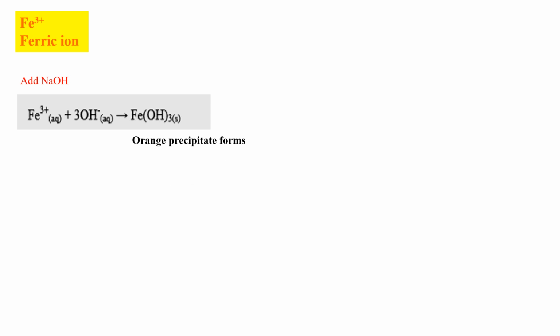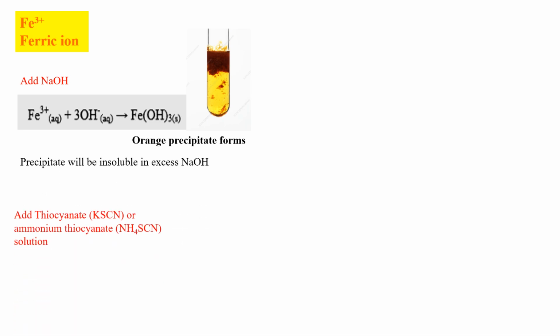You can also test the presence of ferric ion using ammonia solution. Add a little bit of the test reagent to see the formation of the precipitate, and then you add excess to see whether the precipitate is going to dissolve or not. So let's watch this video to see how the precipitate is going to form.